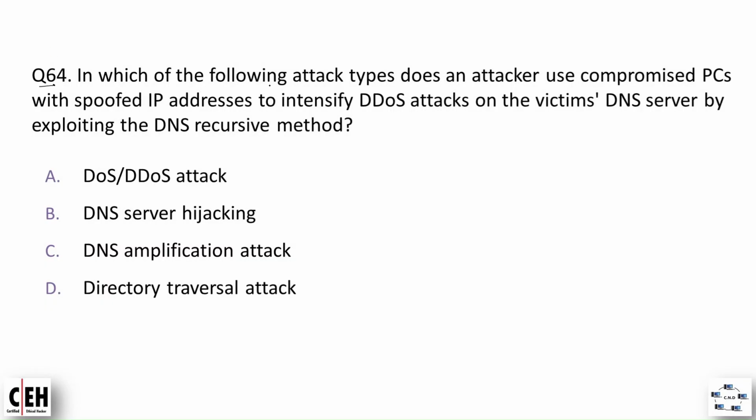Question number 64. In which of the following attack types does an attacker use compromised PCs with spoofed IP addresses to intensify a distributed denial of service attack on the victim's DNS server by exploiting the DNS recursive method? Option A, DoS and DDoS attack. Option B, DNS server hijacking. Option C, DNS amplification attack. And option D, directory traversal attack. And the correct option is option C, DNS amplification attack.